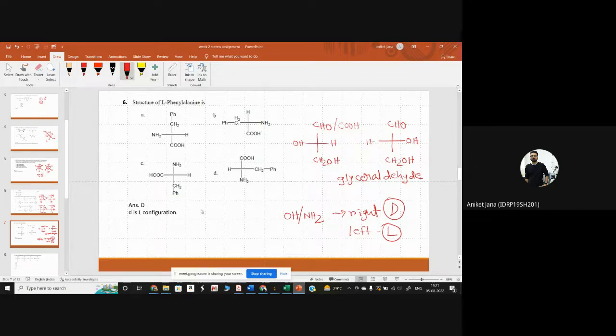So is this the incorrect form? Whatever we have discussed, now we have to change CO2H, NH2. We have to change that, so let's discuss CH2PH. What is the configuration of the first formula?